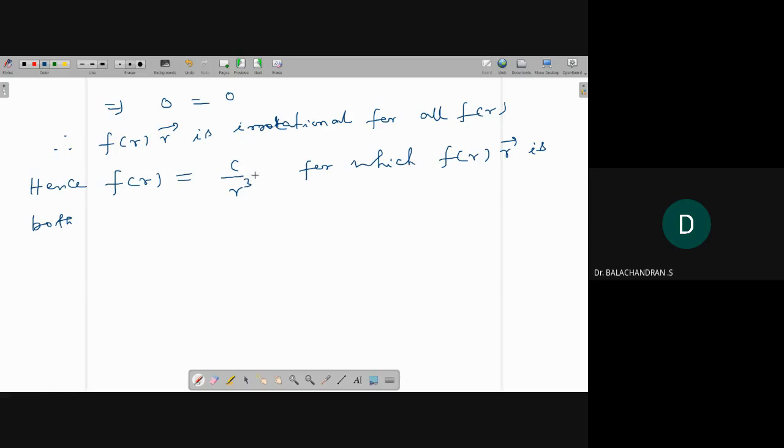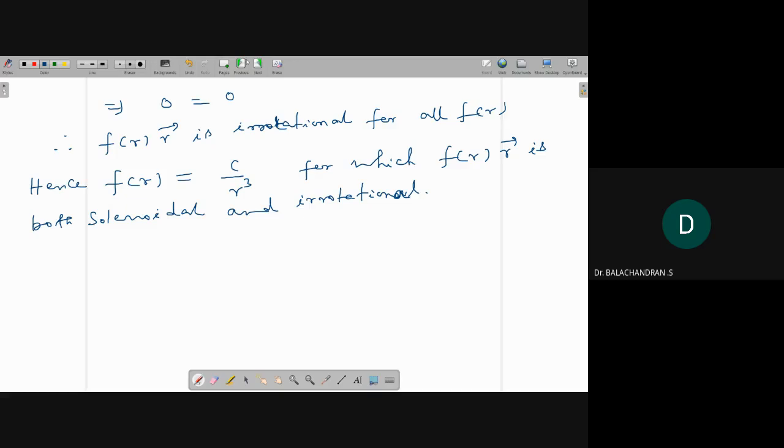I said intersection, I think you will understand quickly. That's why I used the word intersection here. And for which f of r into r vector is both solenoidal and irrotational.